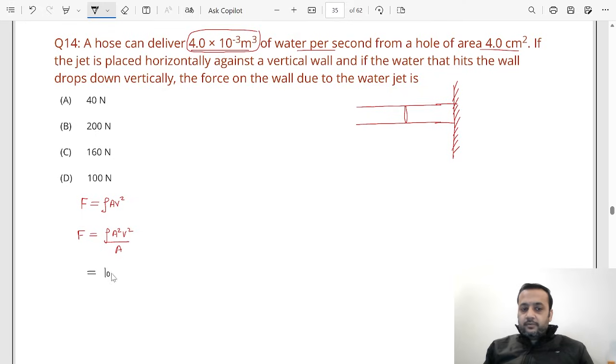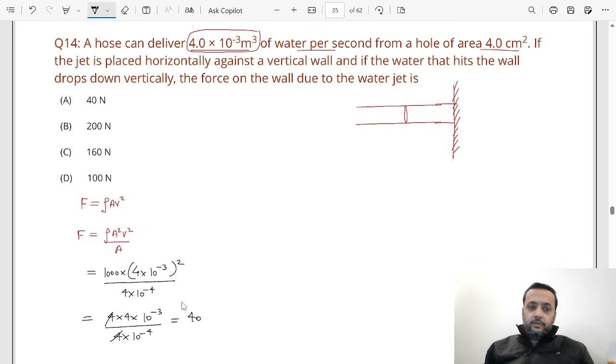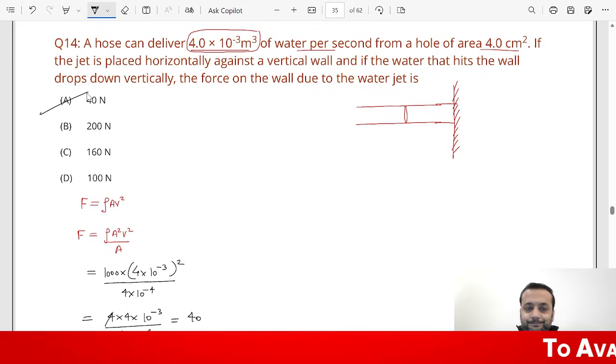So density of the water is 1000, and A into v is 4 into 10 to the power minus 3. We square it and divide by the area, which is 4 centimeter square, so that becomes 4 into 10 to the power minus 4 meter square. Now we can do the calculations. This becomes 4 into 4, and 1000 will nullify one of the powers. So minus 3 remains, and here 4 into 10 to the power minus 4. That means this becomes 40 newtons. So option A is the correct answer.